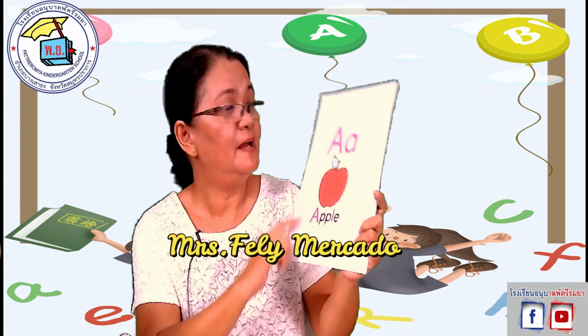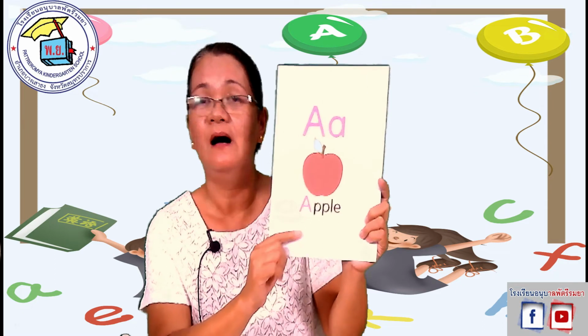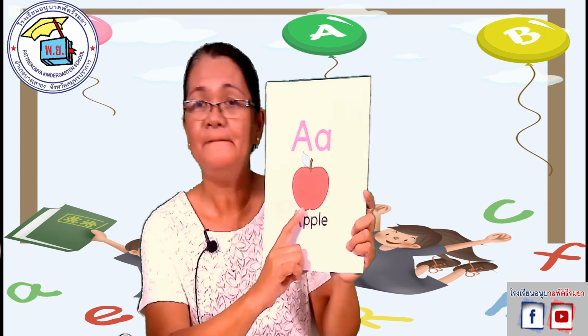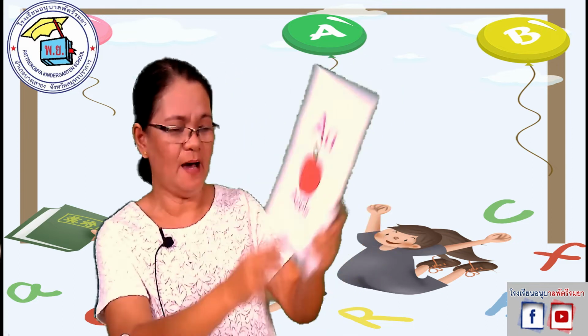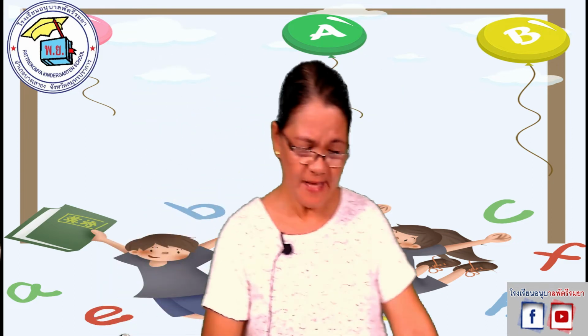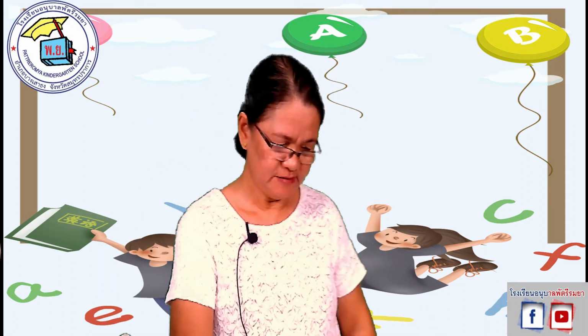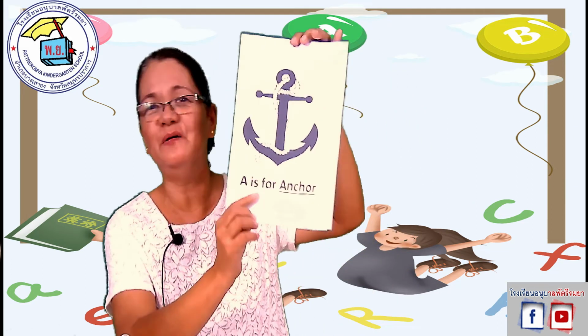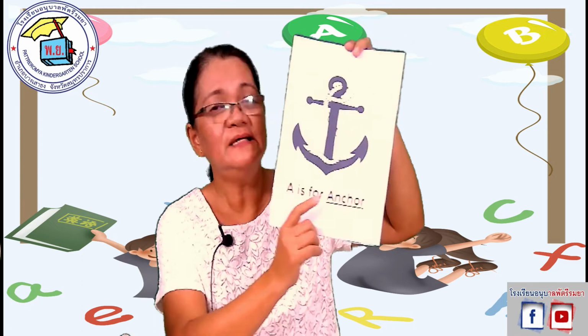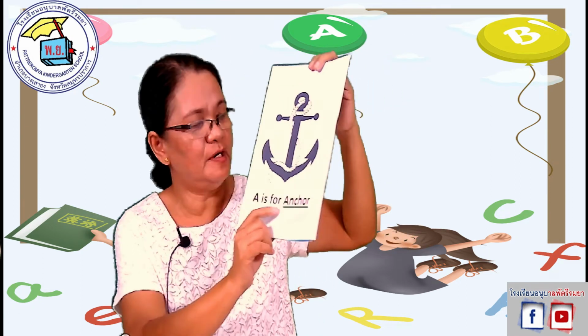Letter A has a sound A. A. Apple. Say it again. Okay, very good. Apple. Next. What is this? Oh, did you know this one? This is an anchor. Say it again.